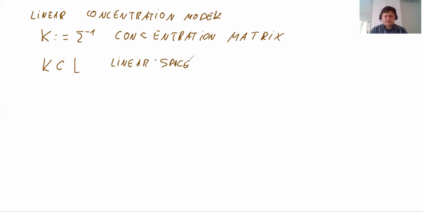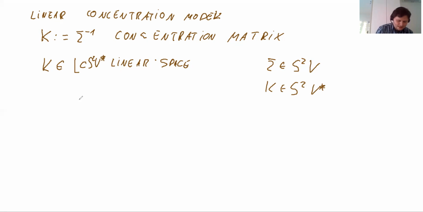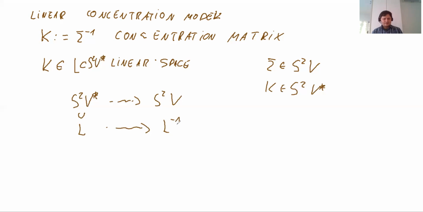Well, where is this linear space? So notice that if sigma belongs to S2V, then K belongs to S2V dual. Think about it, why the inverse matrix naturally belongs to the dual, and this K belongs to L, which is a linear subspace of S2V dual. Okay, so we have a map from S2V dual to S2V. Yeah, here we have a subspace. Here it maps to something that I will call L inverse. It will be a subvariety in S2V obtained by inverting all matrices from L.